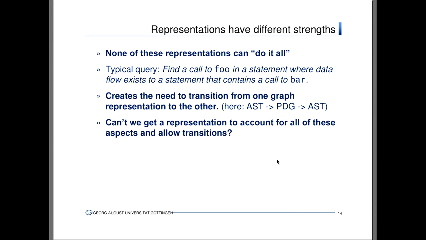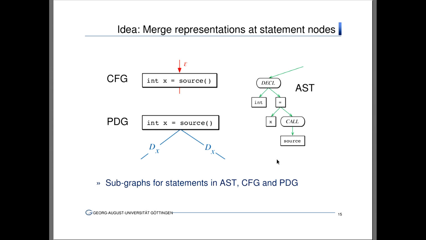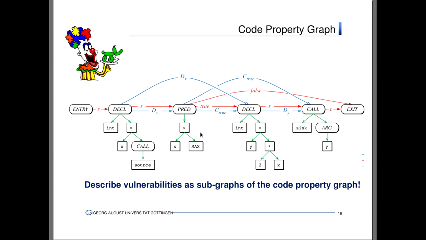And what we wanted to have is a representation that can do all of these things. And the primary observation here is that in all of these representations, the CFG, the PDG, and the AST, for each of the statements, there's actually one designated node, right? So if you look at this int x equals source, there's one node in the CFG, there's another in the PDG, and also in the AST. Here it's just a declaration node. Of course, there are some nodes beneath that, but that doesn't matter. So why not try to join these data structures at statement nodes? And that's what we did.